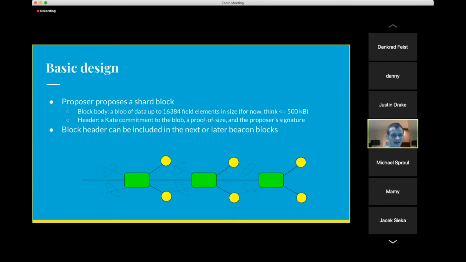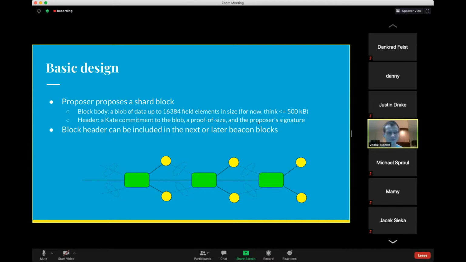And the header is a Kate, or KZG, commitment to the blob, a proof of size, so just a proof of exactly what the size of the blob is, which you need for the EIP 1559 pricing mechanism, and the signature from the proposer. Right, so it's a fairly simple structure for a block. You have the body, which is the data, and then you have a header, which commits to the data, and then also proves how big the data is and adds a signature from the proposer.